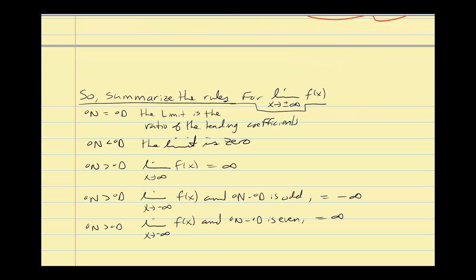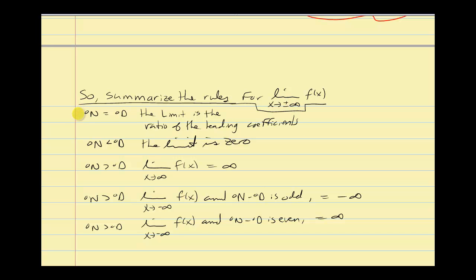But before we work problems that actually have to do with finding those horizontal asymptotes, let's go ahead and summarize those rules that we've come up with so far. So first of all, if the degree in the numerator and the degree in the denominator are the same, the limit is the ratio of the leading coefficients. Now this is true whether we approach positive or negative infinity.